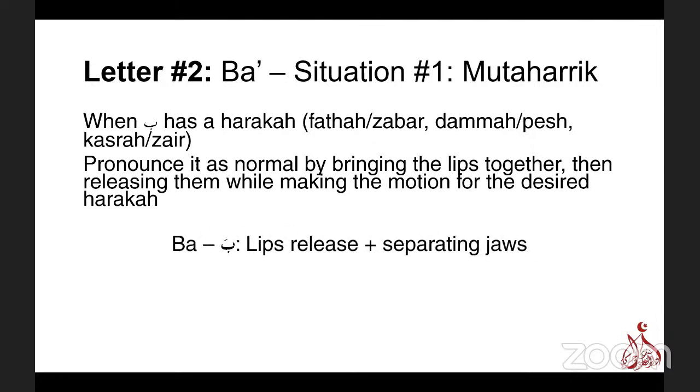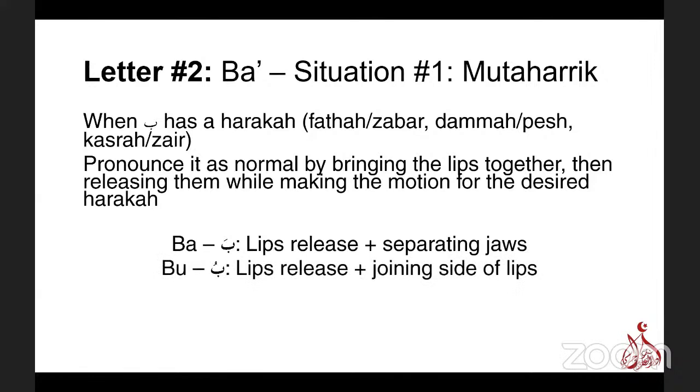So for example, if you wanted to give it a fatha, you would bring your lips together, release them, and your jaws are going to separate: ba. If you want to pronounce it with a dhamma, again, you bring your lips together, then release them, and when you release, you bring the sides of your lips together: bu. If you want to give it a kasra sound, bring your lips together, then release your lips, and the lower jaw will have to be dropped a bit more: bi. So we have ba, bu, bi.